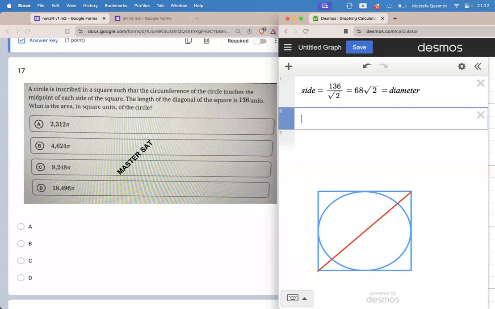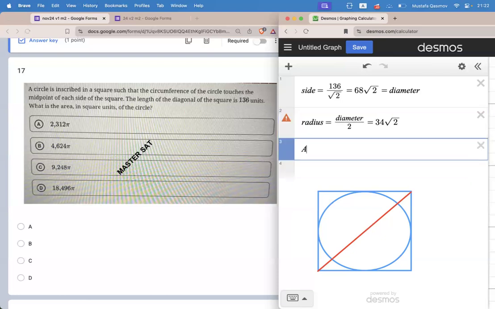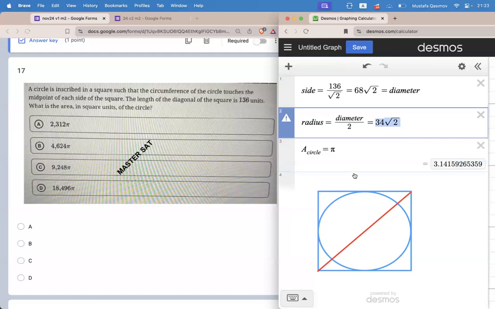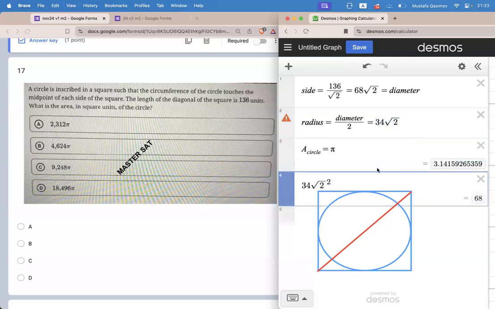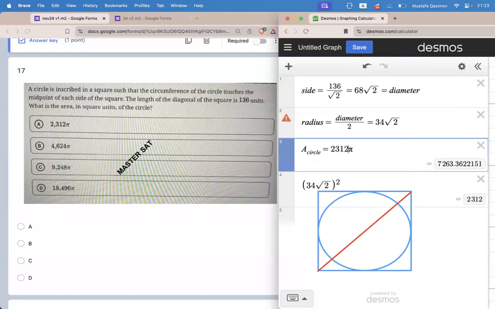Is it okay? We know that radius is equal to diameter over 2. Then it is equal to 34 square root of 2. And we know that the area of a circle is equal to pi r squared. So it will be pi times the square, which will be 2312. So it is the answer. Answer is A. Any question?